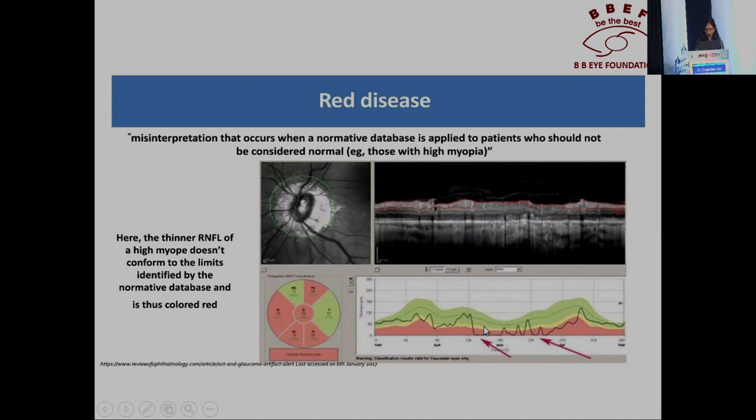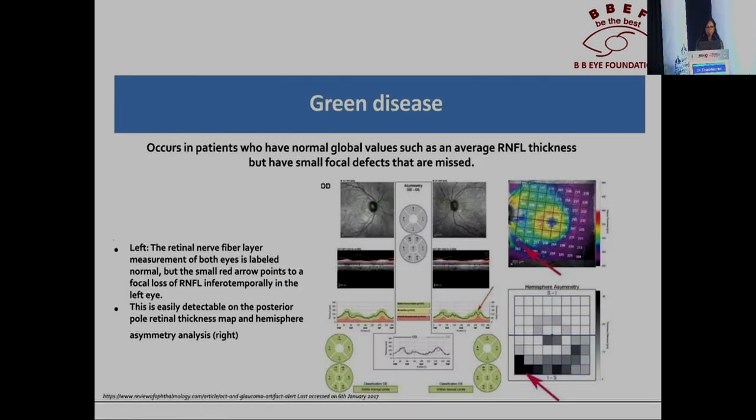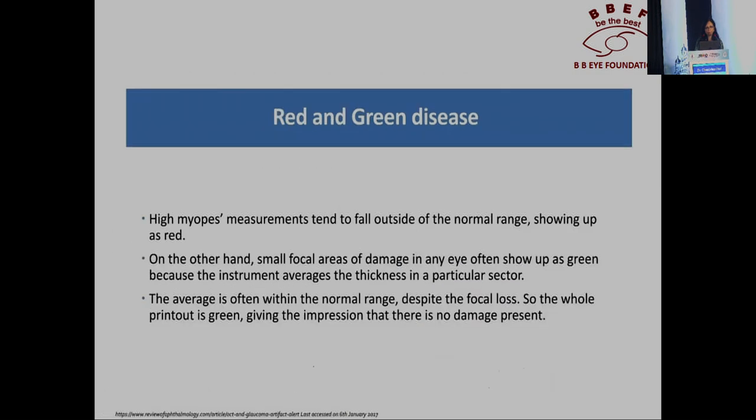So you need to be careful of that. That's the red disease. And the green disease is there are certain focal losses which happen, which the OCT cannot predict because the OCT takes the average calculation of the thickness map. So these can confuse you, and you can have a totally green OCT where the patient does have focal losses which are not picked up. So red and green disease: in high myopes, measurements tend to fall outside the normal range, showing up as red.